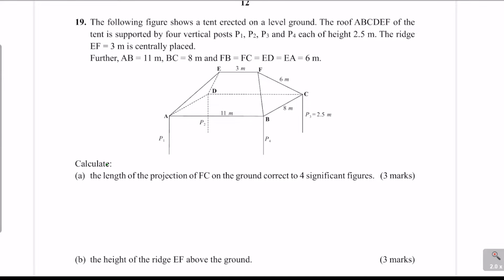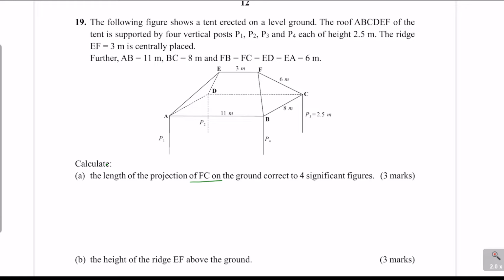Part A, that is calculate the length of the projection FC on the ground correct to 4 significant figures. The projection of FC. Now you're supposed to understand that the projection is the shadow. So what is the shadow of FC on the ground?